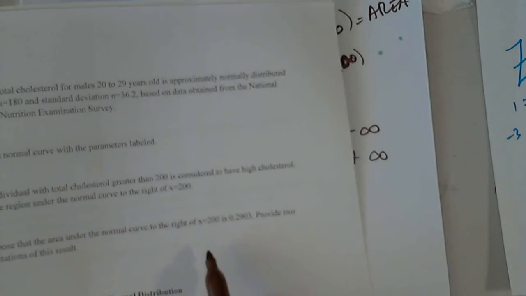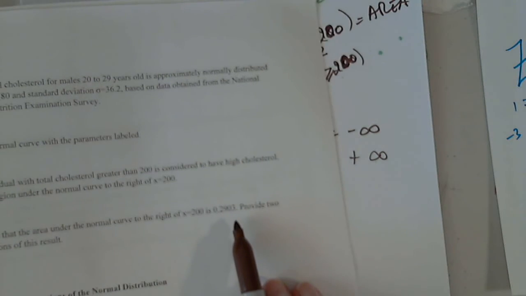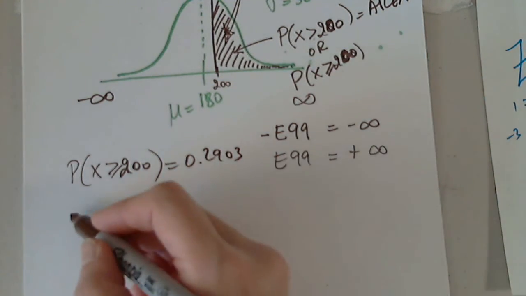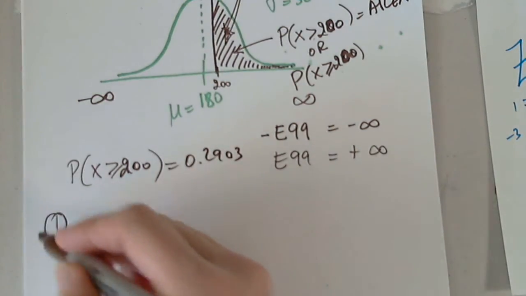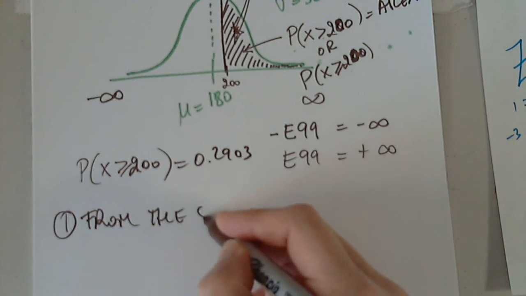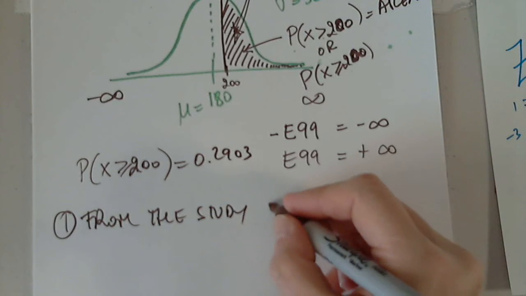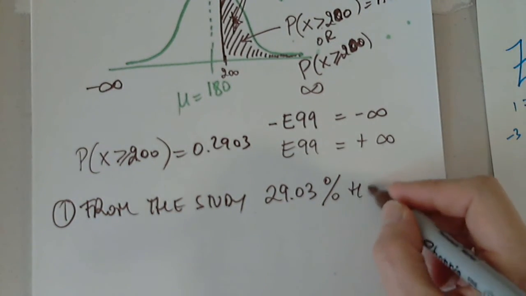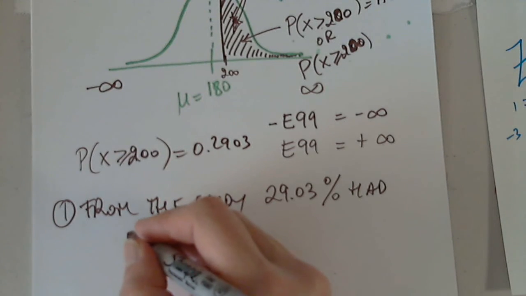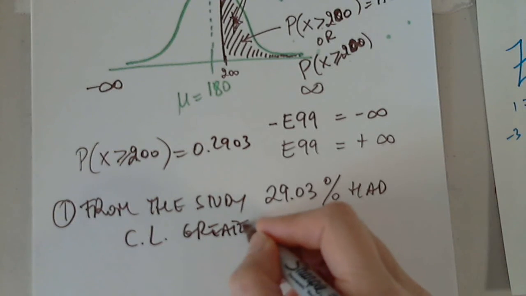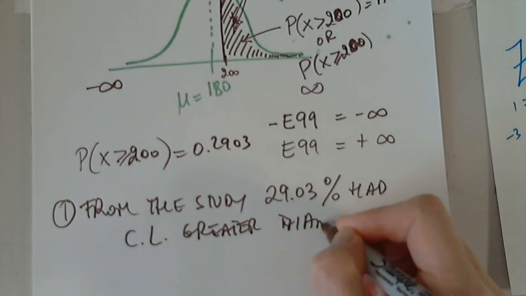Suppose that the area, which we already did, is 0.2903. Provide two interpretations of this result. So, from the study, first interpretation: from the study, 29.03% had cholesterol level greater than 200.